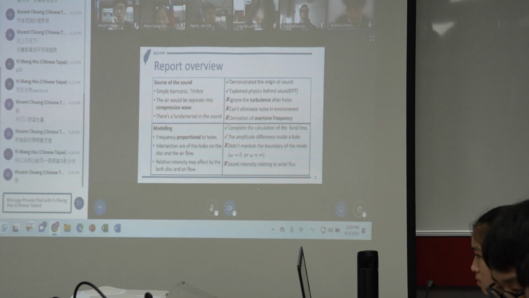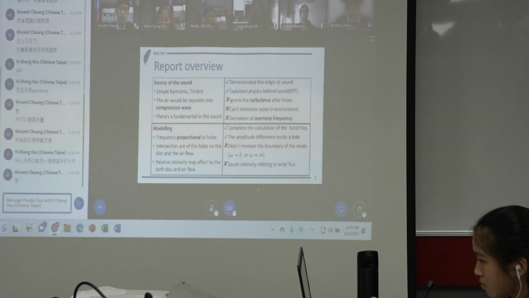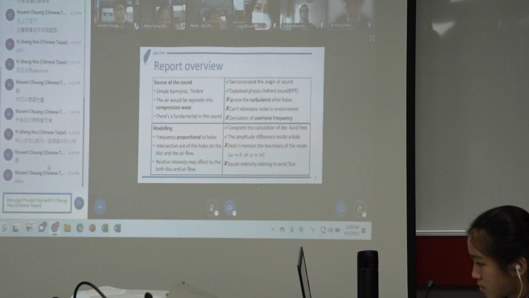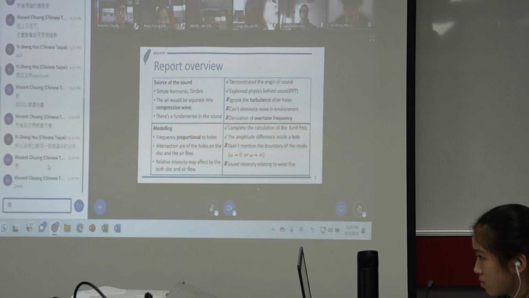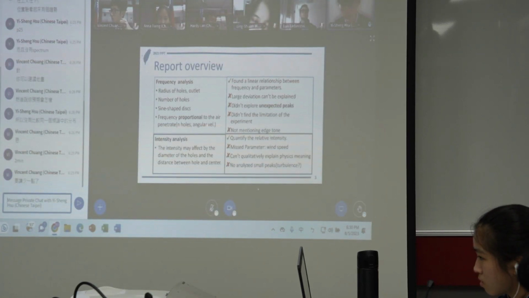And for the modeling, I think the reporter mentioned the frequency proportional to the hole frequencies and also the intersection area have been considered in this theory. And the relative intensity may be affected by both this and also the area. I think the reporter has completed the calculation of the fundamental frequencies and also the waveform of the sound. The amplitude differences inside the hole are also mentioned, but he didn't mention the boundary of the mode, such as with or without rotating, or that the air will go through two holes at a time, and also the sound intensity related to the air flux, the wind flux of the hole.